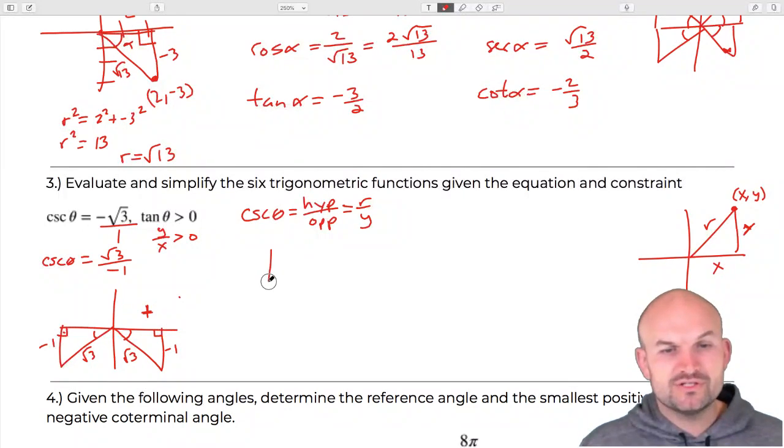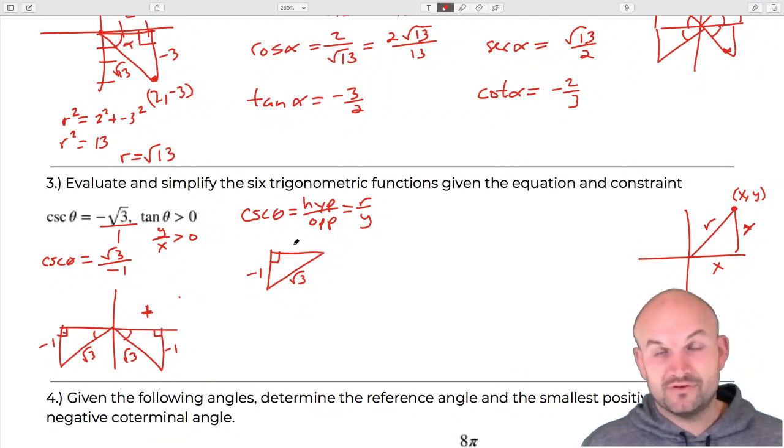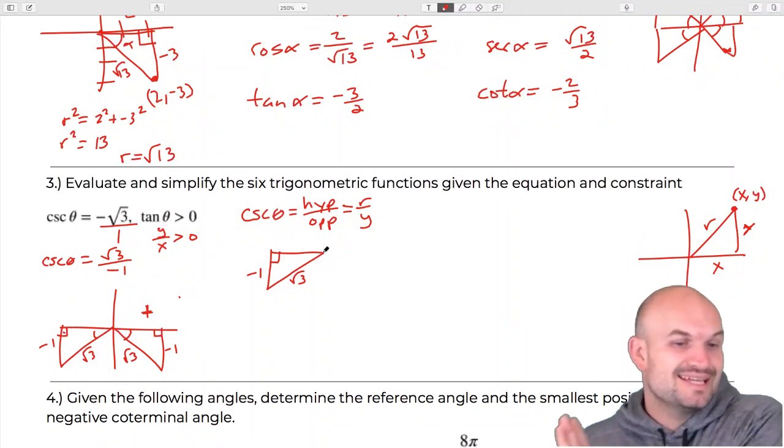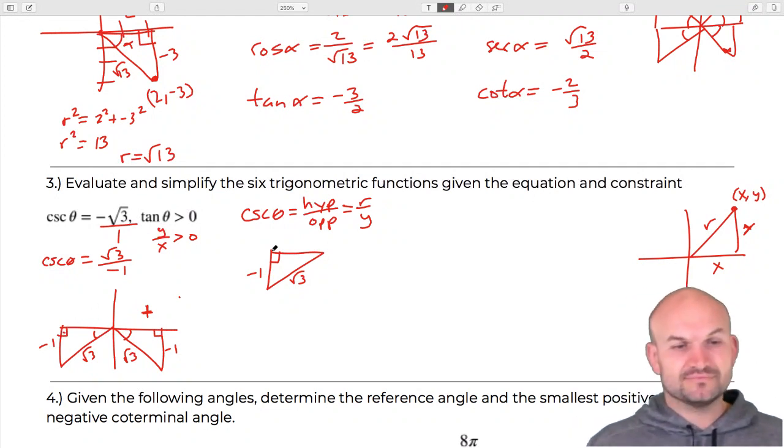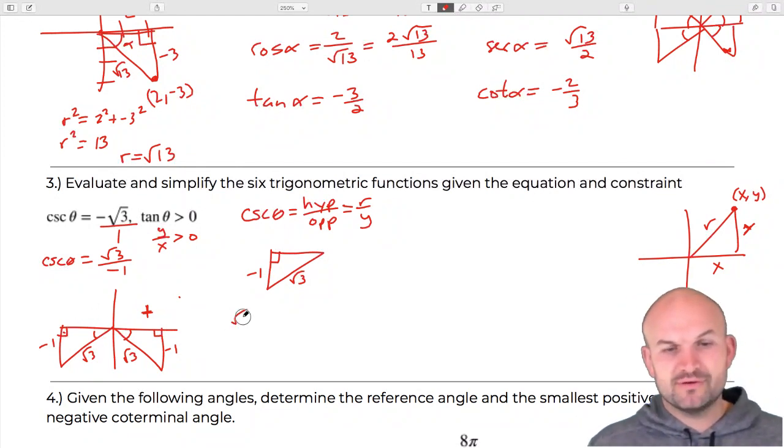So the triangle we are going to use here is going to be -1, square root of 3, and then we have to use the Pythagorean theorem here. Now again, the important thing is, since we're going to the left, we know that this side length is going to be negative. So let's do the Pythagorean theorem here real quick.